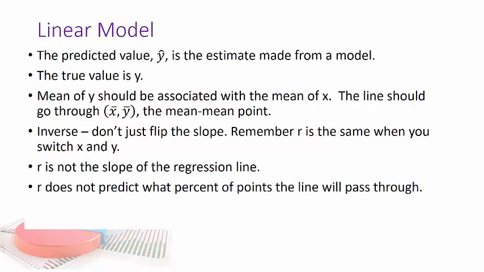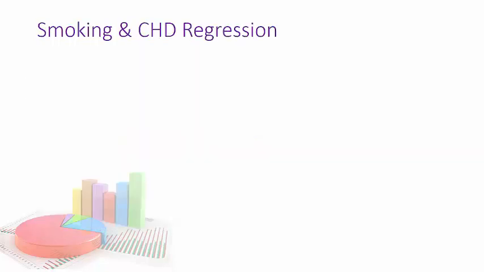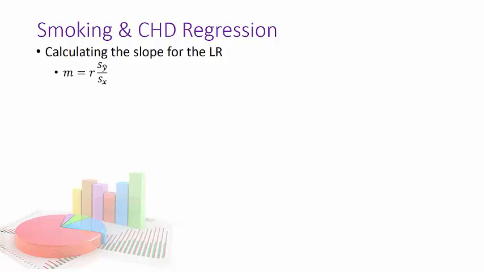R does not predict what percent of points the line will pass through. Okay, so it's just a relationship between standard deviations of y to standard deviations of x, or vice versa. So let's go ahead and calculate the slope for the linear regression for the smoking. And this is the formula we want to use. The slope is r times the standard deviation of y over the standard deviation of x.